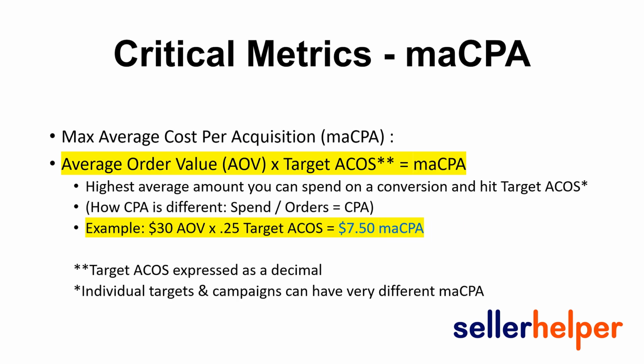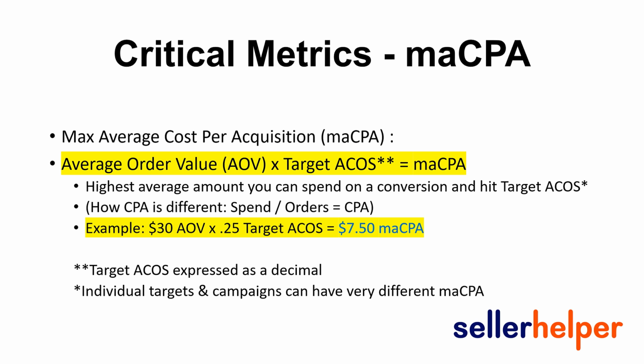The next critical metric is the max average cost per acquisition, or MACPA. What this is, is the highest average amount you can spend on a conversion and hit your target ACoS. It's calculated by taking the average order value times your target ACoS, expressed as a decimal. That gives you your max average cost per acquisition. It's different than just regular cost per acquisition, which is spend divided by orders.